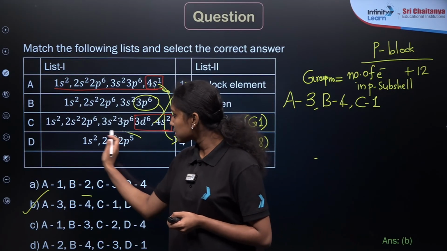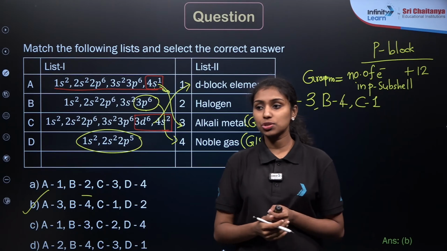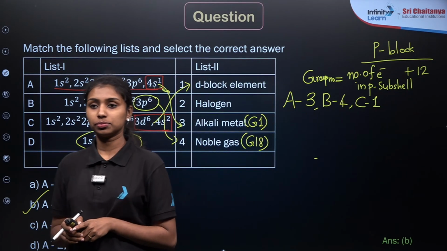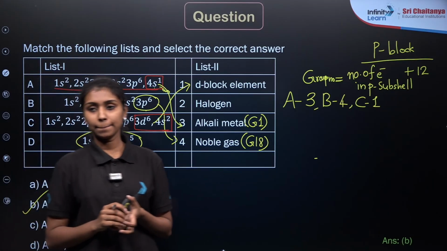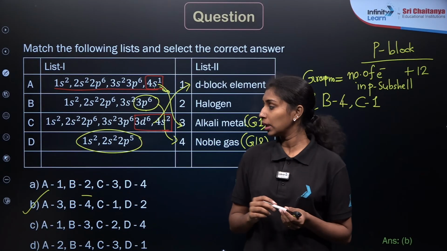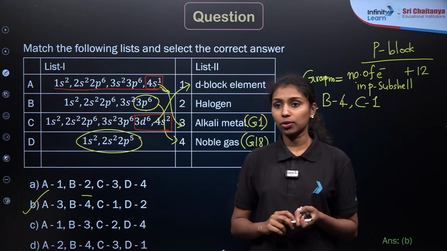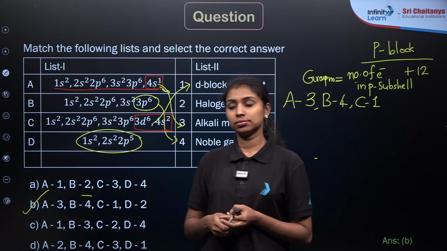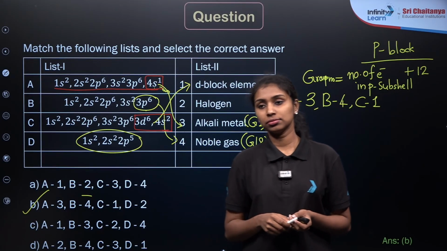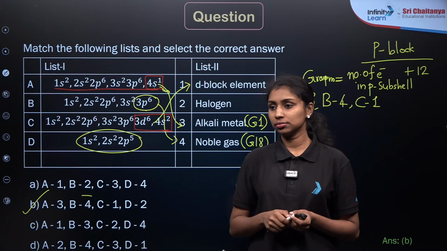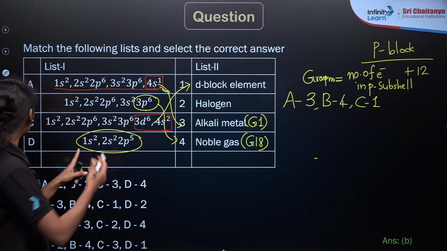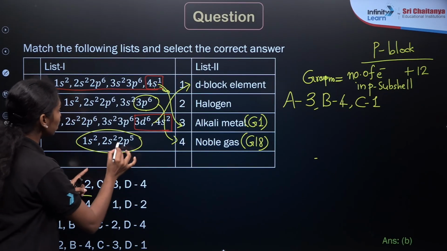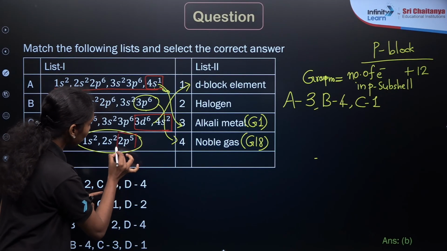Then what about the last element? 1s2, 2s2, 2p5. Which block is it? Consider only the outer electrons. Okay, it is 2p5, right? Which means the last electron is entering the p subshell. So this is again a p block element.